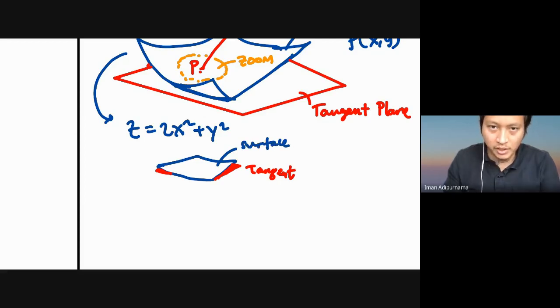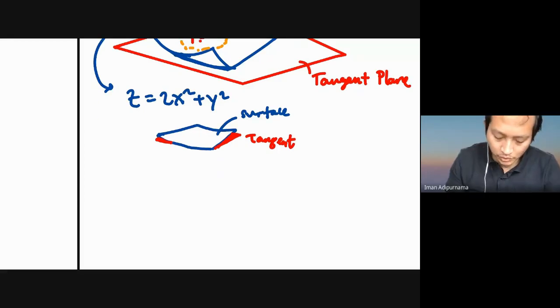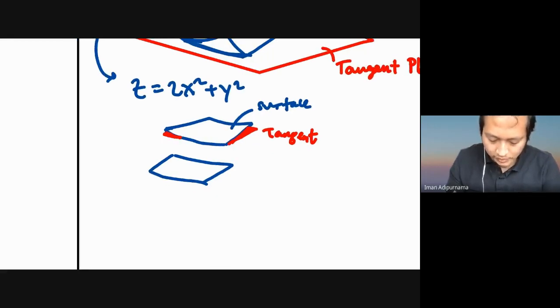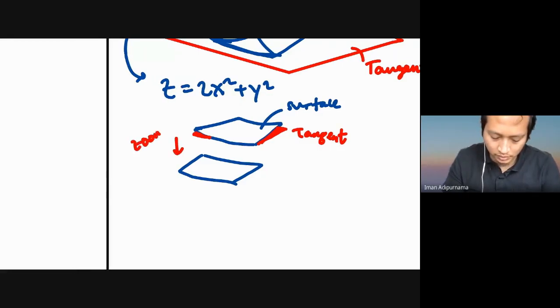So when you zoom in, and zoom in, and zoom in, you will notice that you cannot tell the difference anymore. Zoom in, this is zoom in again. So you will see that the tangent plane is actually as thin as the surface, the gap, okay, the gap. So it will be touching all the surface. Okay.